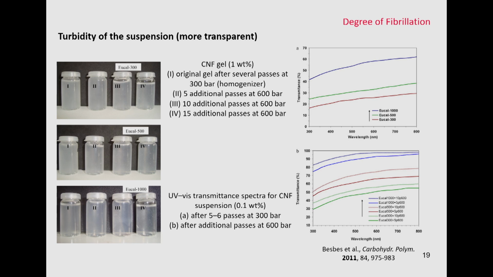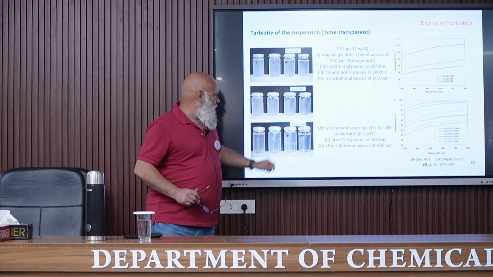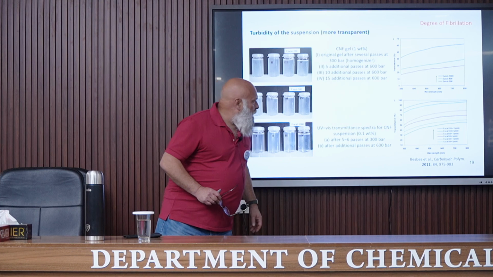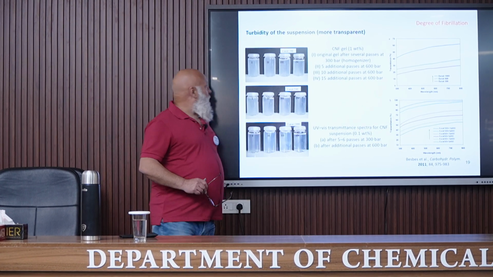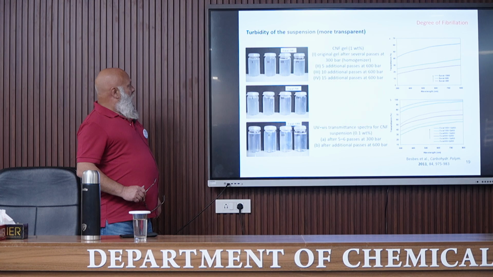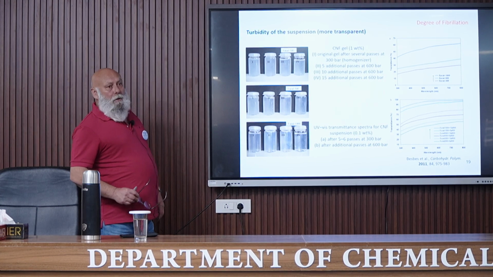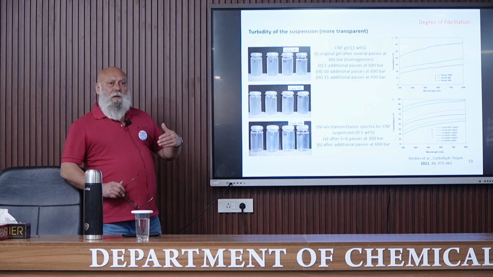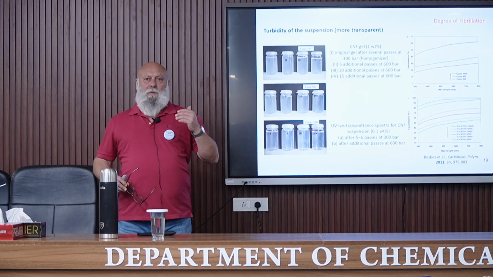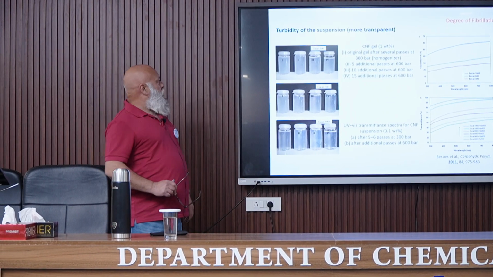Regarding the turbidity of the suspension, it becomes more transparent. You have some examples here. I don't remember which kind of cellulose it was. Maybe eucalyptus. Yes, it was eucalyptus. And these eucalyptus fibers were subjected to different pretreatments and different mechanical fibrillation actions.